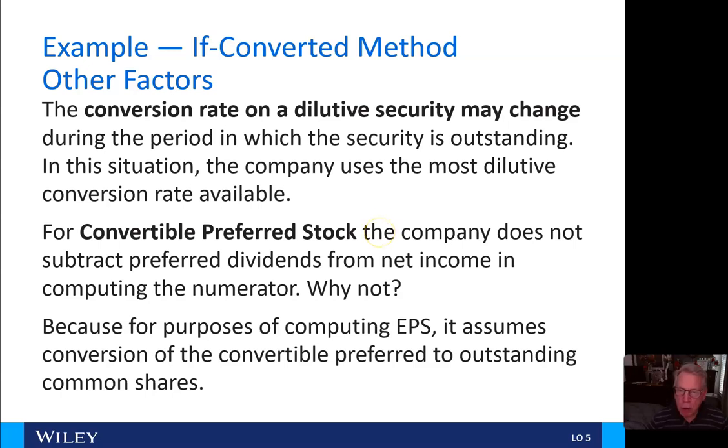For convertible preferred stock, the company does not subtract preferred dividends from net income in computing the numerator. Why not? Because for purposes of computing earnings per share, it assumed conversion of the convertible preferred to outstanding common shares.